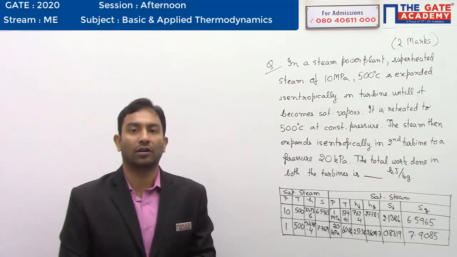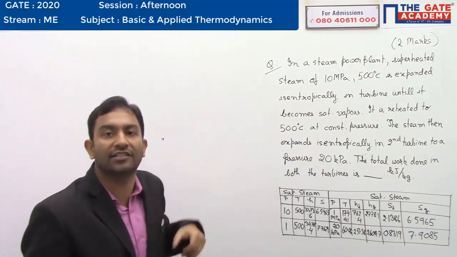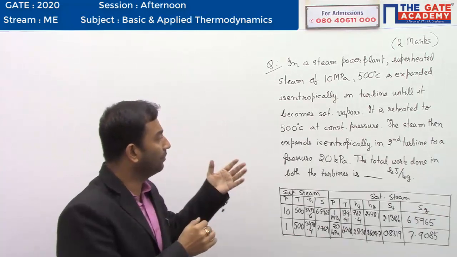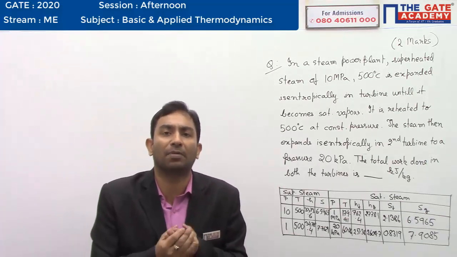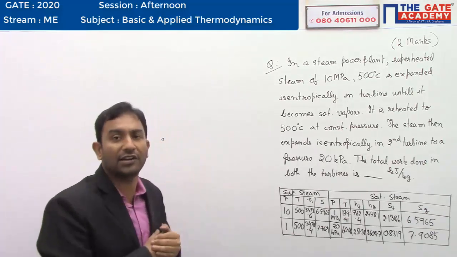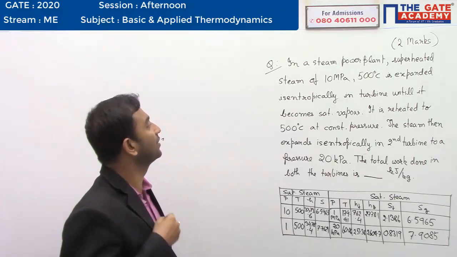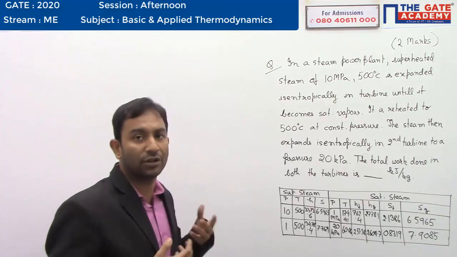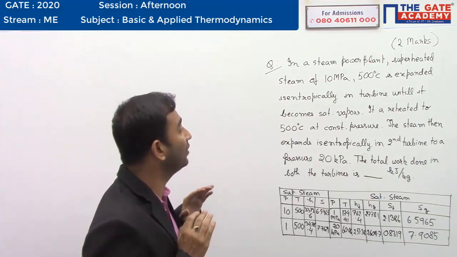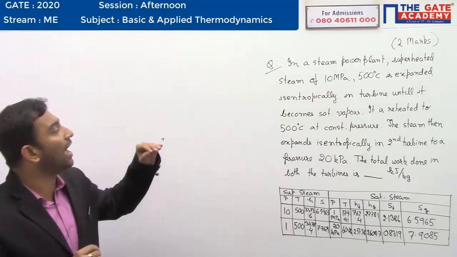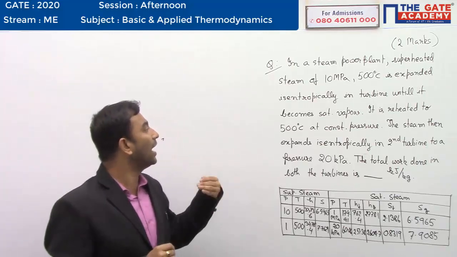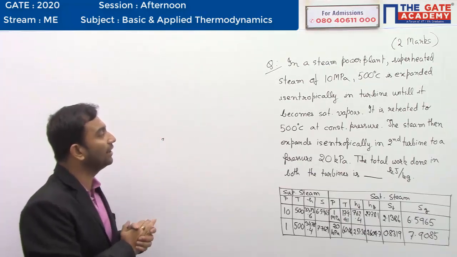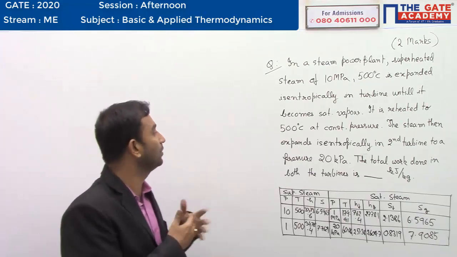Okay. So this is the next question, and this is a 2 marks question, and this is from your power plant engineering. Basically this question is from the topic vapor power cycles. Right. So let us see what the question is saying. In a steam power plant, superheated steam of 10 megapascal, okay, 10 megapascal is the pressure, 500 degrees centigrade is expanded isentropically in a turbine until it becomes saturated vapor. Very good. So it is expanded in a turbine where it becomes saturated vapor.